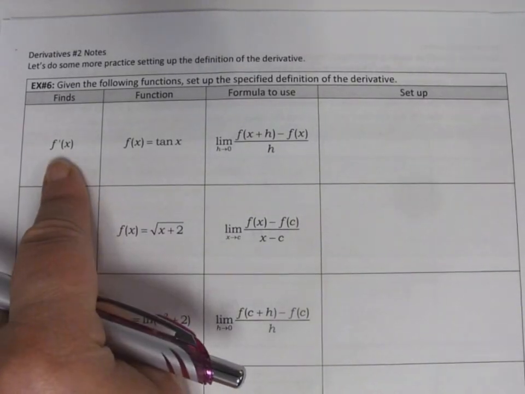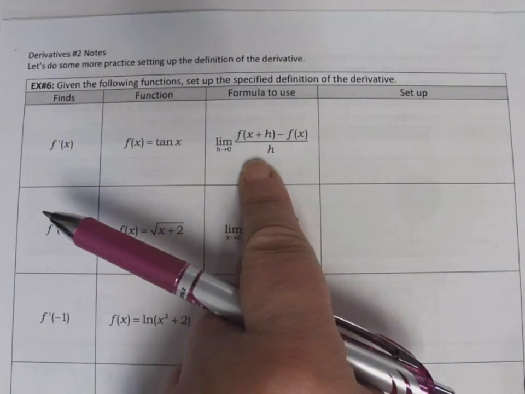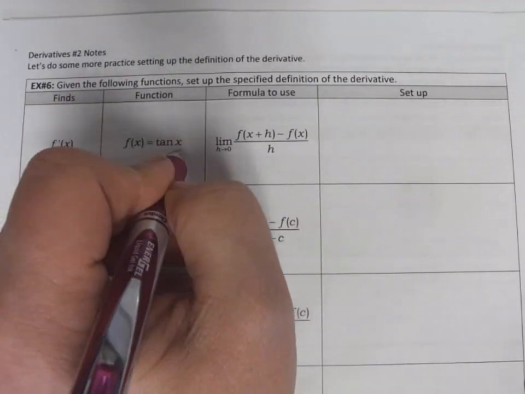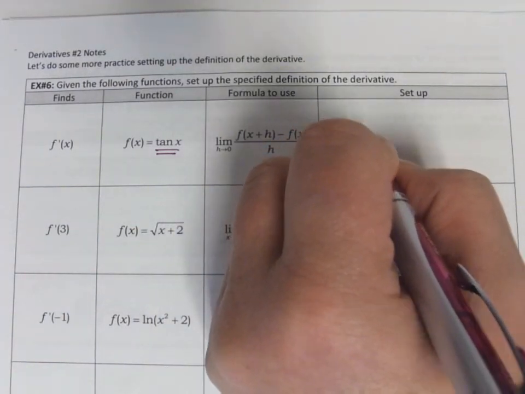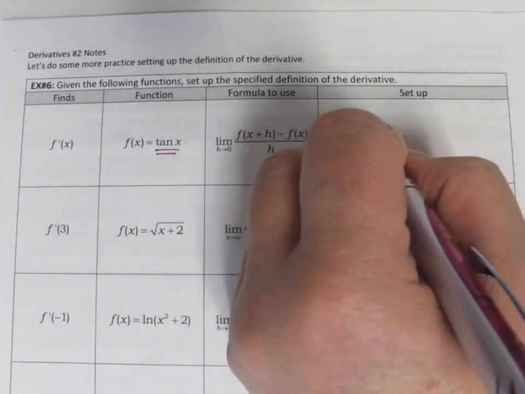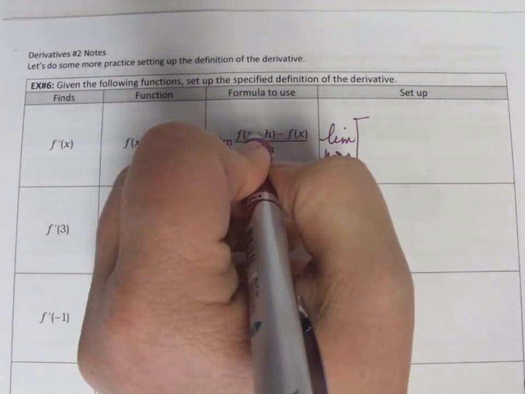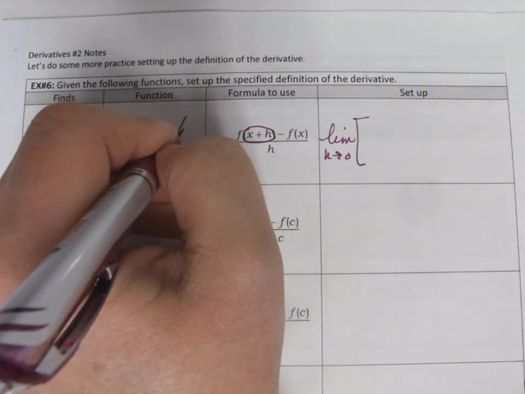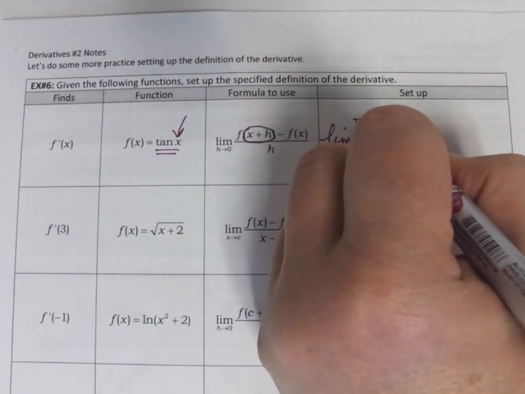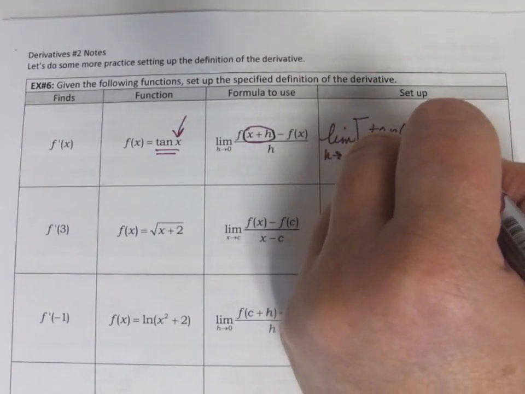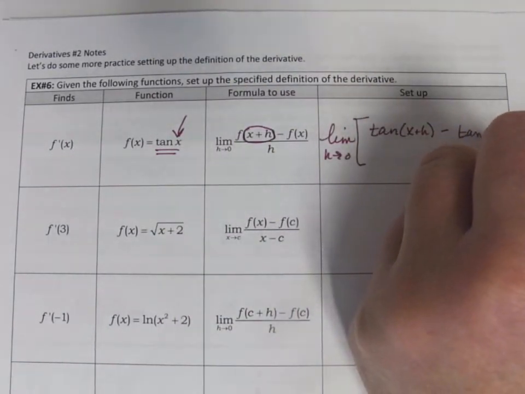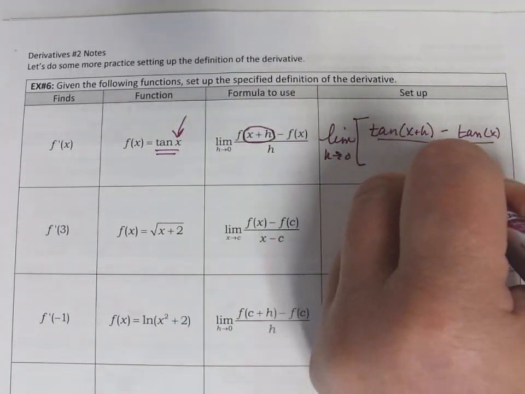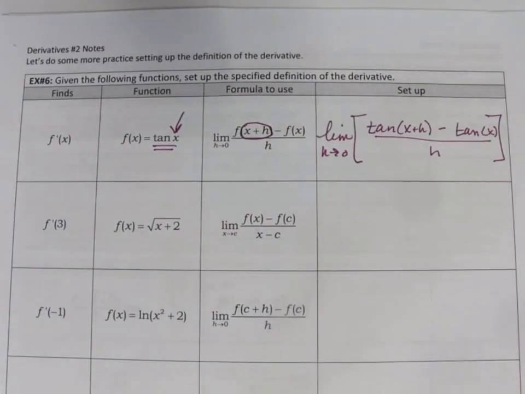So if we want to find f prime of x and we want to use this definition, here is our function, tangent of x. So it is going to be the limit as h goes to 0. Okay, we are going to take x plus h and plug it in for x. So we would have tangent of x plus h minus, now we're going to write the original function as is, tangent of x, all divided by h. And that's all you need to do. You just need to get practice setting them up.